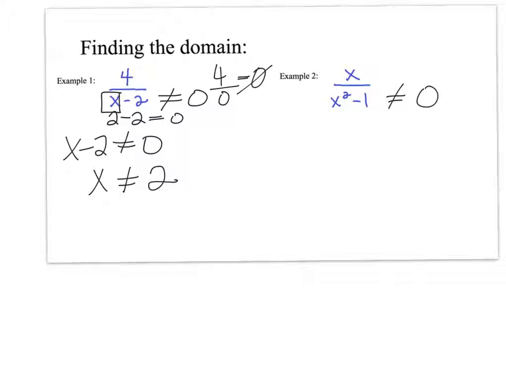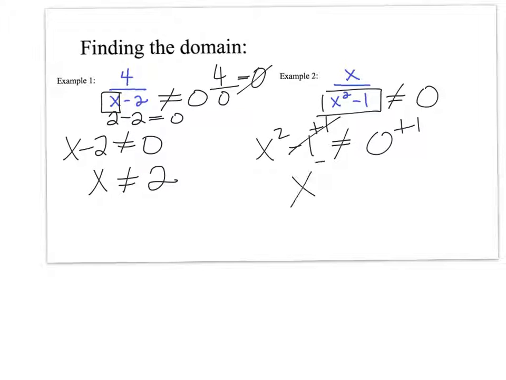So this is called finding the domain. The domain is going to be whatever x can't equal so that the divisor isn't equal to 0. Let's look at example 2. Example 2, we can't have the divisor equal 0, because you can't divide by 0. So in order to solve for what x can't equal, we're going to use algebra laws. We're going to add 1 to both sides. That gets rid of the 1 here. That leaves us with x squared can't be equal to positive 1.